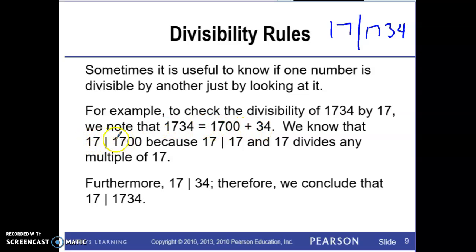So I know 17 divides 1,700 because we looked at in the last video, if a number divides another number, then that number also divides every multiple of that number. So 17 would divide 17 times 2, 17 times 5, or 17 times 100. All of those are divisible. All right, now I need to check the 34. Well, I know 17 divides 34 because 17 times 2 is 34. So because I know 17 will go into this part and 17 will go into that part, I know that 17 divides 1,734.